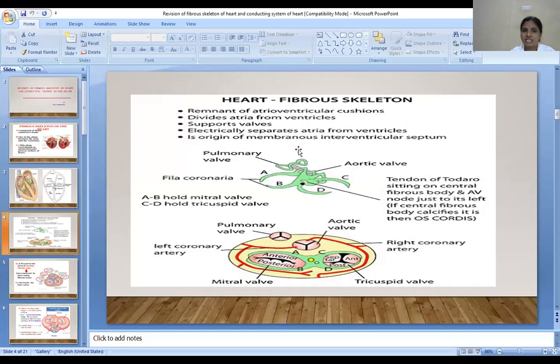And it electrically separates the atria from the ventricles. So, whatever electrical potentials, meaning impulses, are generated from the SA node, are traveled through this fibrous skeleton. So, electrically it is separating the atria from the ventricles. How, we'll see in the later slides. And it is the origin of the membranous interventricular septum. Okay. Then, so these are the parts.